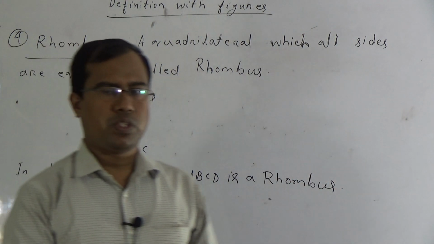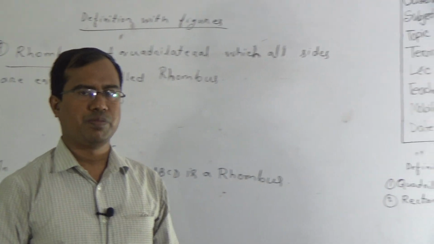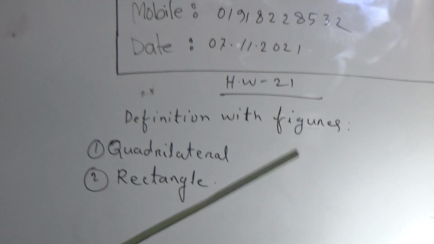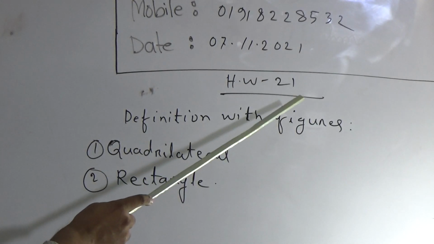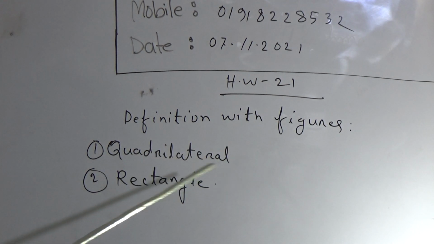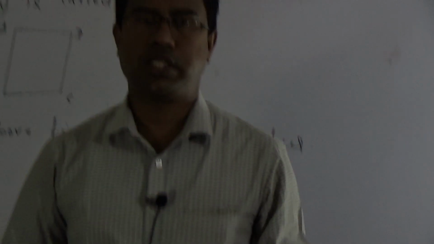Okay, dear students, we have finished our today's CW. I hope you have understood today's class. You have to practice more and more at home. Now I am giving you SW. Dear students, our today's SW number 21, and topic is definition with figures, quadrilateral and rectangle. Do your SW properly and submit on next Saturday.